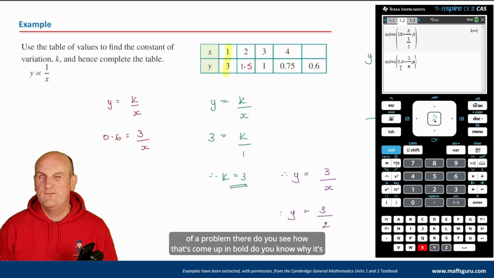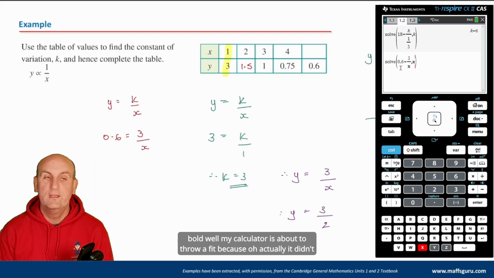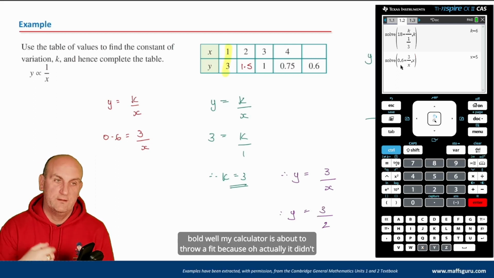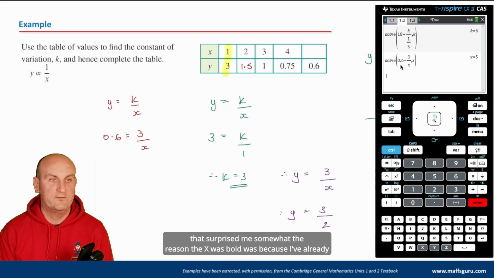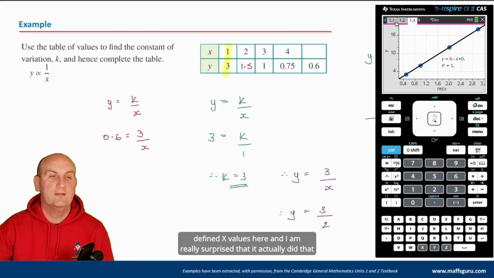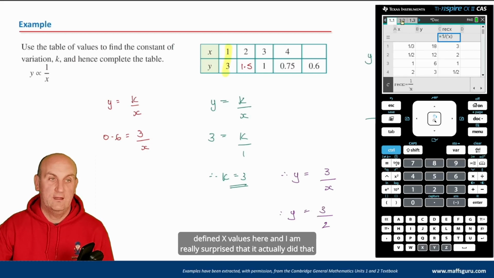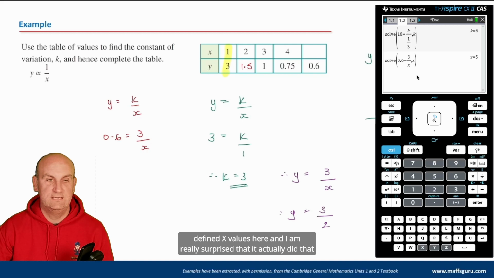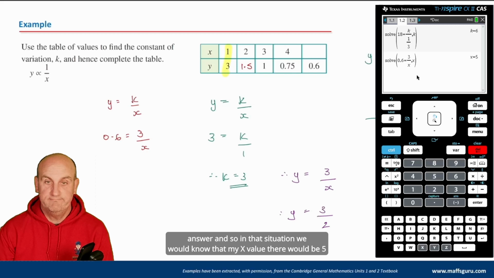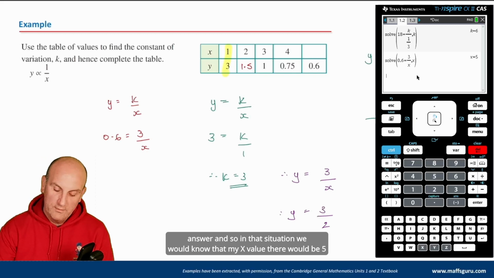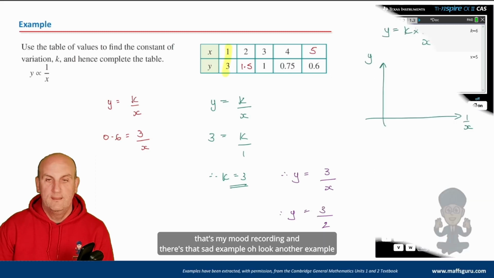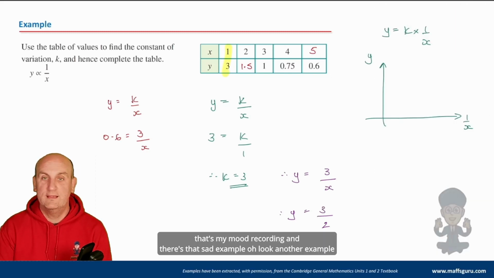Now, do you notice I've got a bit of a problem there? Do you see how that's come up in bold? Do you know why it's bold? Well, my calculator's about to throw a fit because, oh, actually it didn't. That surprised me somewhat. The reason the x was bold was because I've already defined x values here, and I am really surprised that it actually did that, to be perfectly honest with you. But anyway, it's come out with the right answer, and so in that situation, we would know that my x value there would be 5. Back to my main recording, and that's that example.